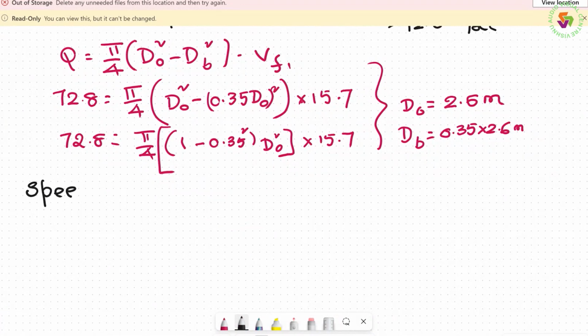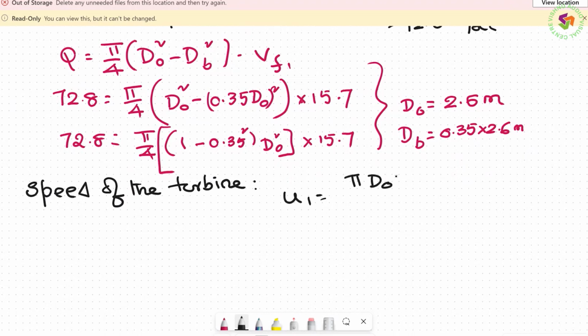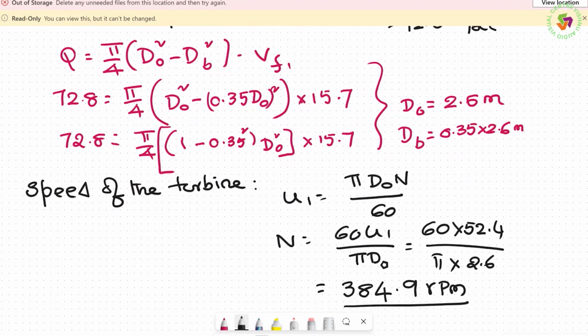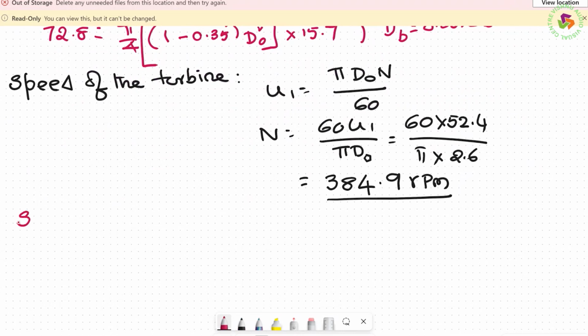Right. Then what is the next question? Speed of the turbine. U1 is equal to pi into D0 into N by 60, so N is equal to 60 into U1 by pi D0. U1 we already calculated as 52.4. So 60 into 52.4 divided by pi into D0, which is 2.6, amounts to 384.9 RPM. This is the first thing. And there is one more question also: specific speed of turbine.